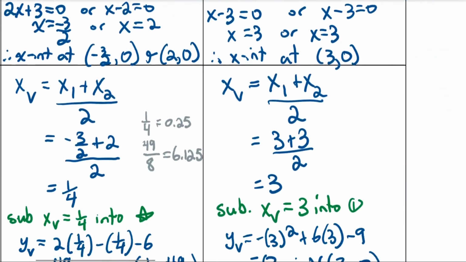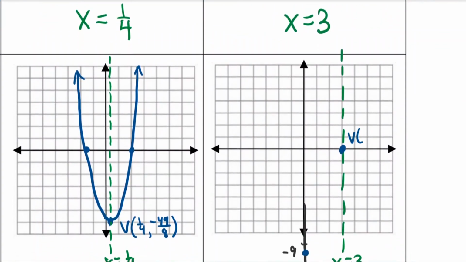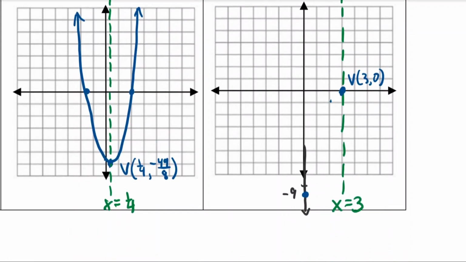All right, so let's use that from our vertex, which we know is at 3, 0. We can use our pattern, 1 over, 1 down, 1 over, 3 down, 1 over, 5 down, and look how that works nicely. It hits our y-intercept. We can go the other way, same thing, and this is going to give us a nice clean graph.